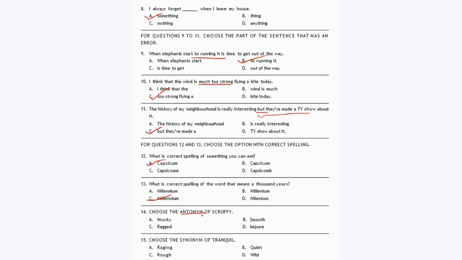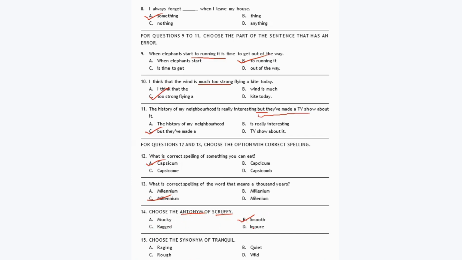Now choose the antonym of scruffy. Antonym means opposite. Scruffy means something that is very dirty or something that is very rough. So now you have to find the opposite of that. The opposite of rough could be smooth. So we can take the opposite of scruffy as smooth. It can't be mucky. Mucky means, again, something that is filled with dirt. You can consider this as the synonym, but not the antonym. And rag means a piece of cloth or some clothes that are old or torn. So this cannot be your answer. So the correct answer is option B.